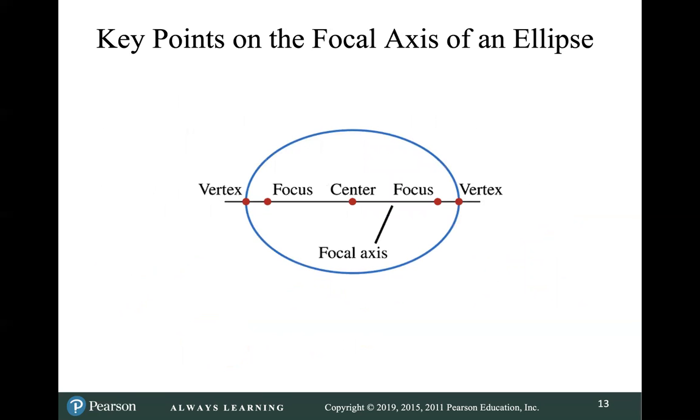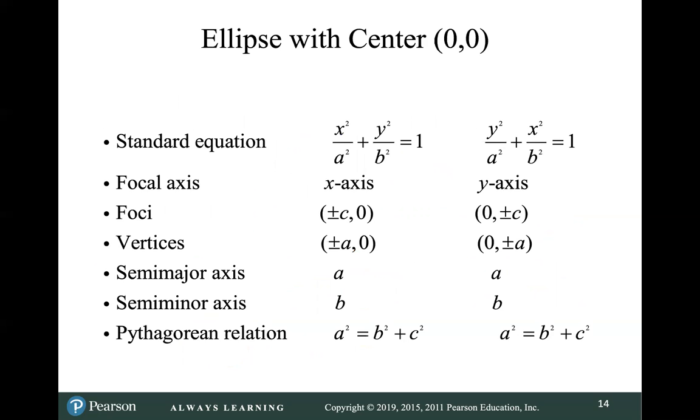So this is a much cleaner drawing of what I just drew. We have the center, we have 2 foci, a focus on each side of the center, and then we have 2 vertices, a vertex on each side of the center. We have, again, a table of formulas that we can obtain from looking at our picture. So I'm going to draw it here again. If we have our center, our foci, our vertices.